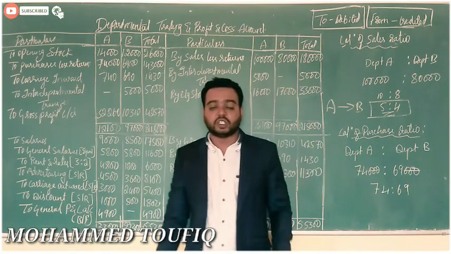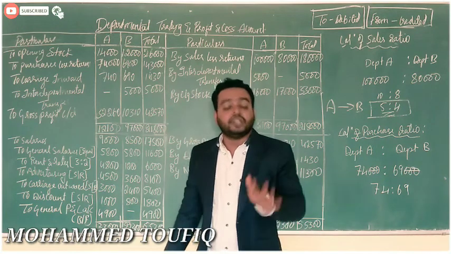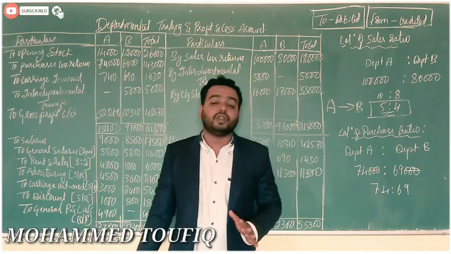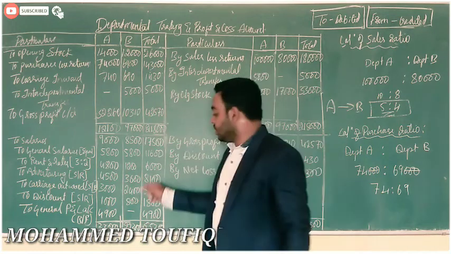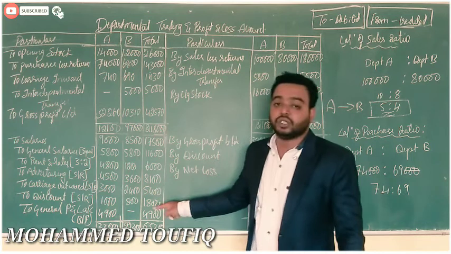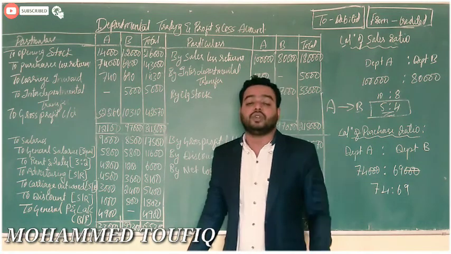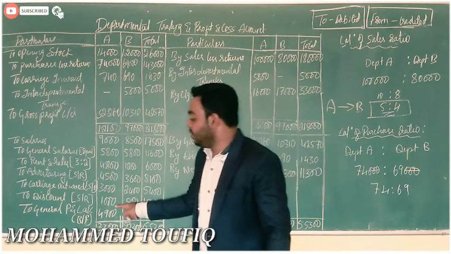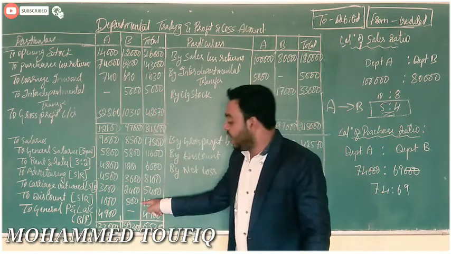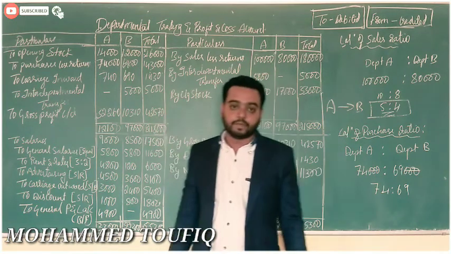The next expense is discount allowed. It is also a selling expense, and this discount allowed should be distributed on the basis of sales ratio. The discount amount is total 1,800. If you distribute this in 5:4 ratio, then it will be 1,000 for department A, 800 for department B.